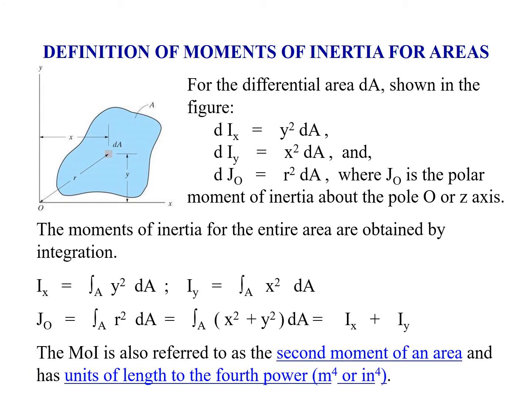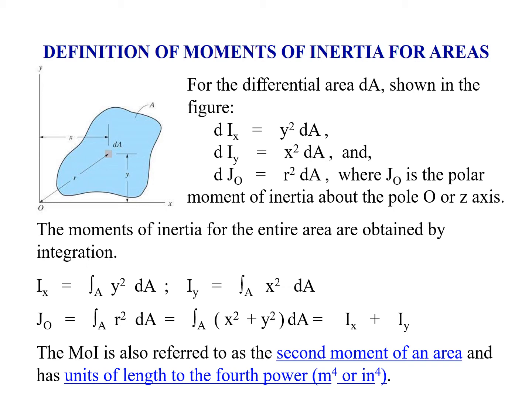The moments of inertia for an entire area are obtained by integration of this. So if you want to calculate the moment of inertia about the x-axis, we have to integrate across the entire area y squared dA. For the moment of inertia about y, we would integrate across the entire area x squared dA. And if you wanted to calculate the polar moment of inertia, you would have to integrate on r.